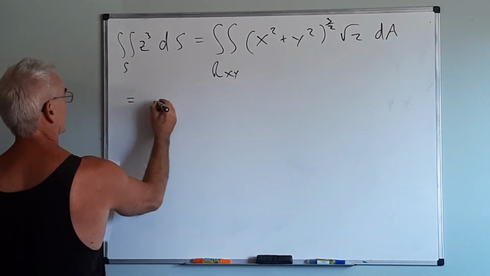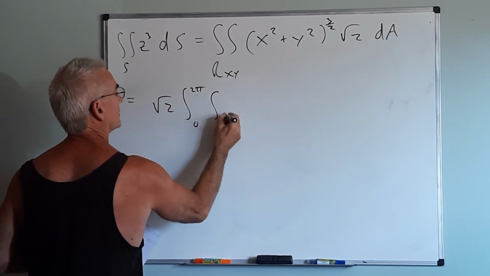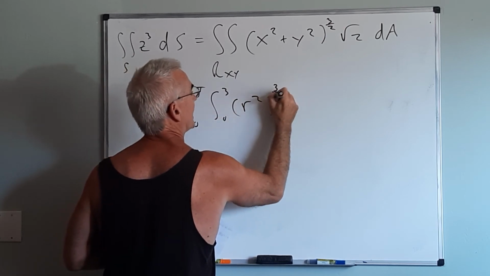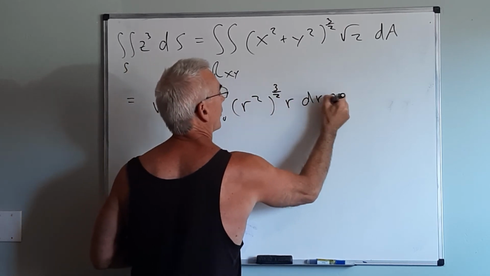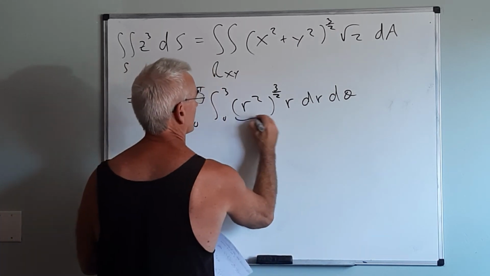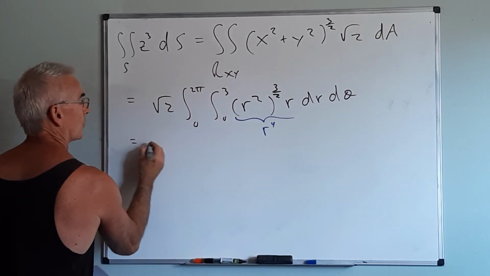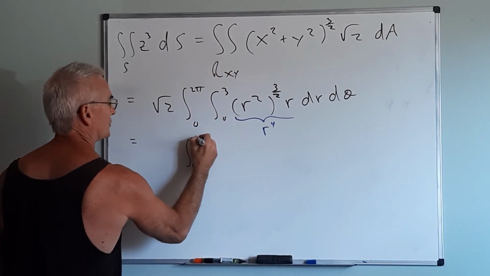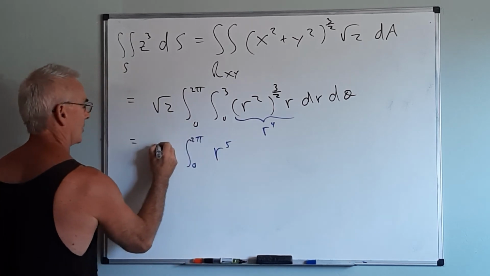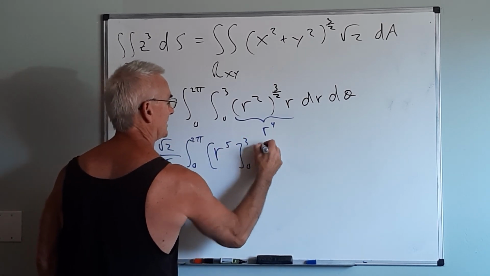So this will give us, I'll pull the root 2 out in front, the integral from 0 to 2 pi, 0 to 3, of r squared to the 3 halves, r dr d theta. Now we know this part here, that's simply going to be r to the 4th power. So when I integrate that, I'm going to get, from 0 to 2 pi, 1/5 r to the 5th. I'll pull the 1/5 in front. Evaluate from 0 to 3 d theta.